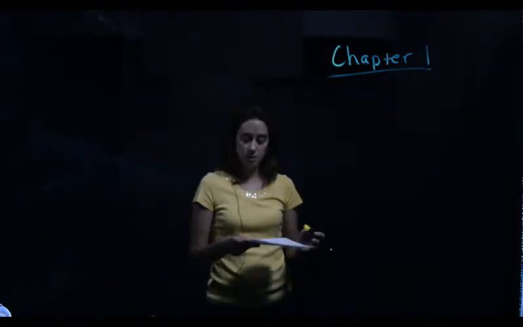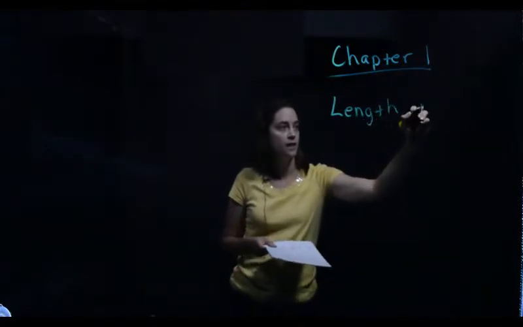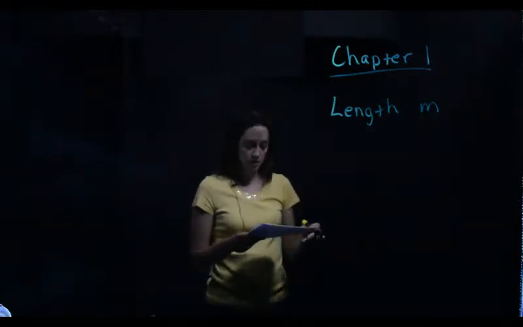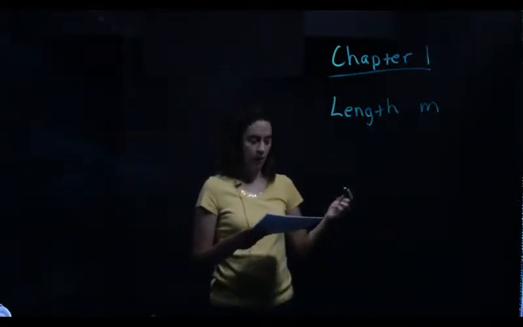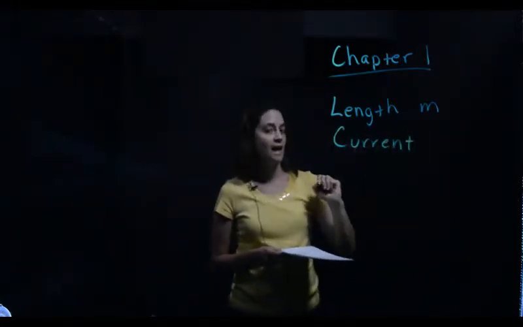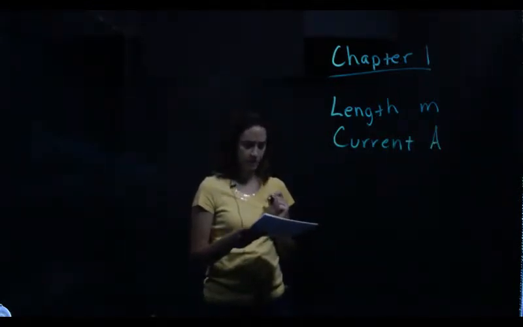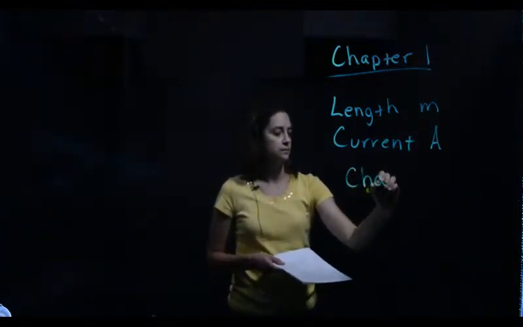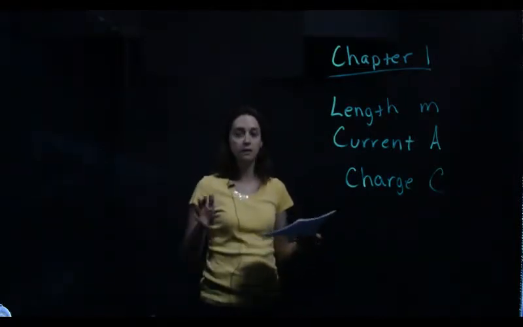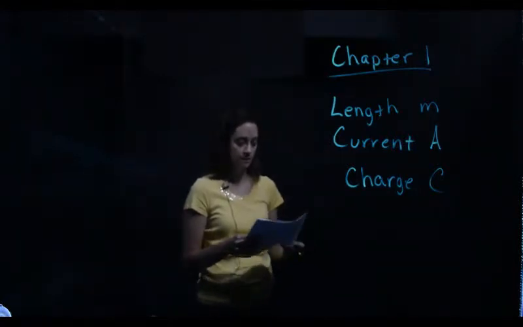Section 1.2 is on units. So for length, we're going to use the meter. These are the SI units, so if you've taken any engineering course, physics, chemistry, anything, you're used to these units. Mass is kilogram, electric current is the ampere, or just a capital A. And another big one for us is charge. We use the coulomb, or a big C. Time is seconds. Again, make sure you're referring to your text. There is a table in your textbook to show all of the units.